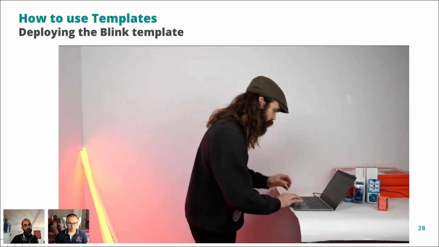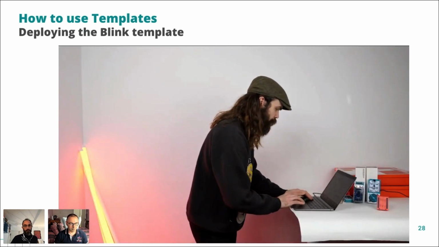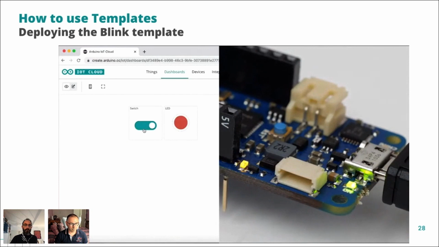In our dashboard, we have a switch. So when we're flicking this switch, the light on the board will turn on. So we're going to click this little switch here. And as you can see, the light on the board has turned on. And now if we click it again, the light has turned off.